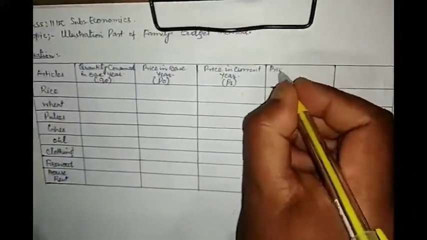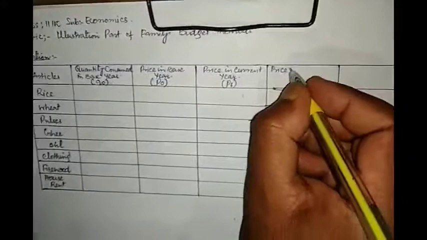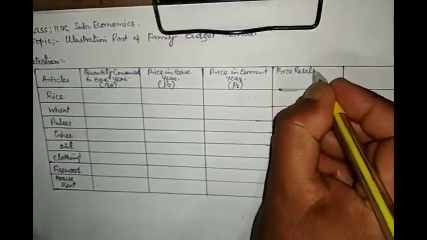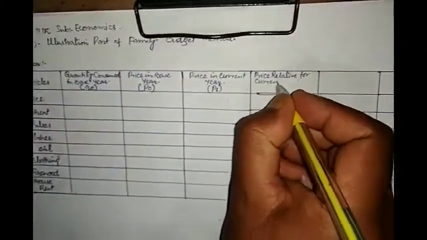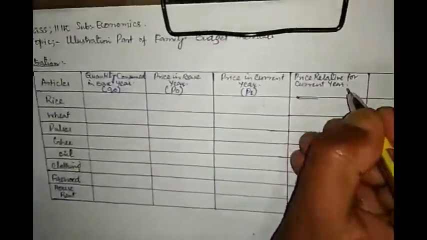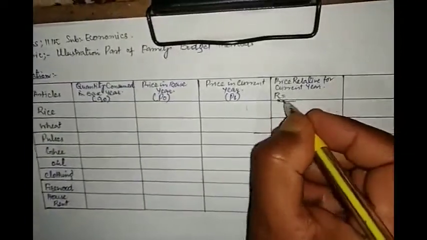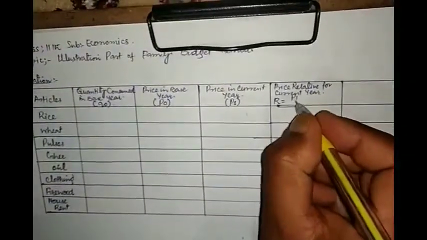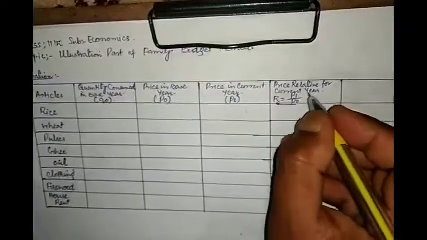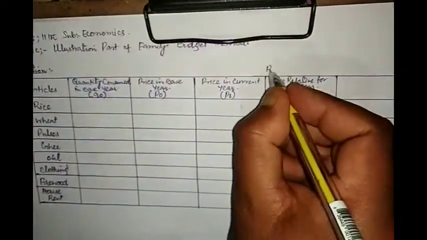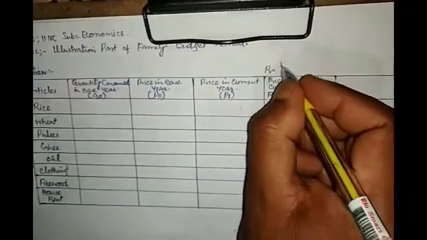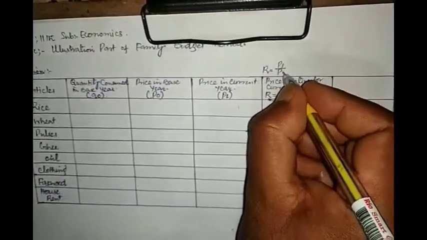Price relative for the current year: R is equal to P1 divided by P0 into 100. I will mention it here. R is equal to P1 divided by P0 into 100.